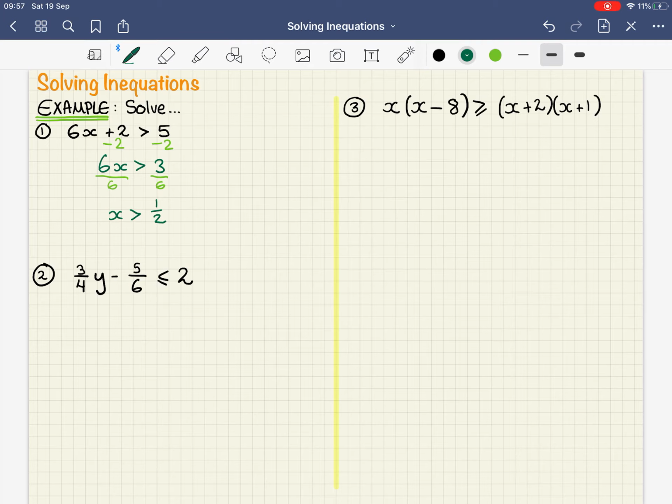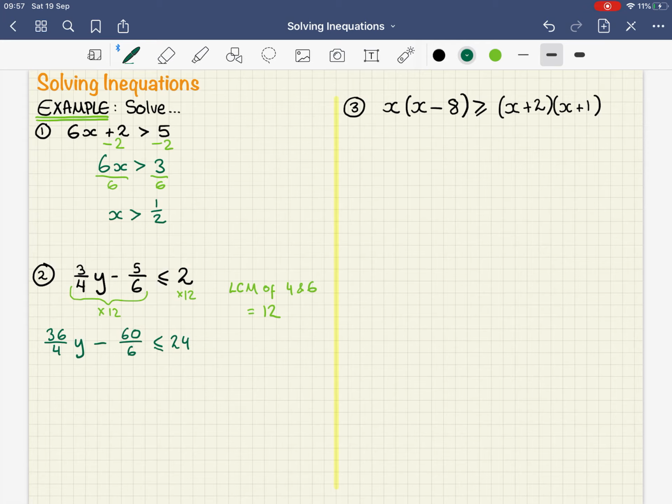Next one here, I've got 3 over 4y minus 5 over 6 is less than or equal to 2. So first thing, I need to identify my lowest common multiple on my denominators. Lowest common multiple in both of their times table is 12. So I've got to multiply this whole thing here by 12. So 3 times the 12 is going to be 36 over 4y. 5 times 12 is 60. 2 times 12 is 24.